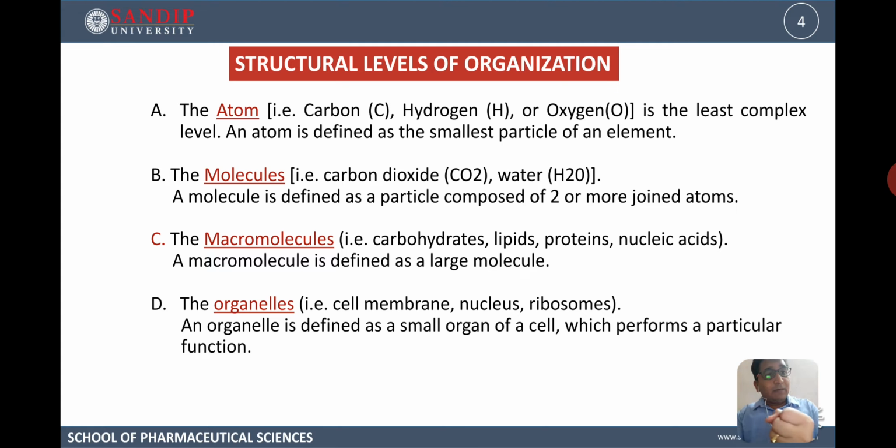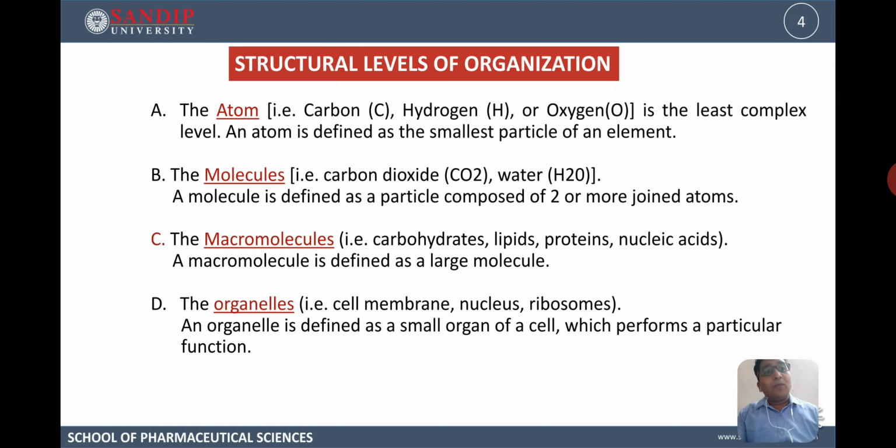A group of atoms is known as a molecule. For example, carbon dioxide, water. A group of molecules is known as a macromolecule. These macromolecules are also known as biomolecules. For example, carbohydrates, lipids, proteins and nucleic acids. Many times we observe that our body is built with proteins. Protein is simply a macromolecule. A group of molecules is known as macromolecules, for example proteins, carbohydrates and nucleic acids.